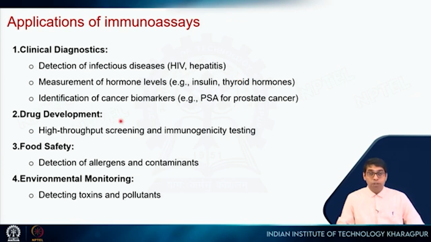Drug development: of course, these are very important for drug development and they are used in very basic research in different laboratories. They can be used for high throughput screening of different drug molecules, or for immunogenicity testing. In the food industry, they are also very useful. They can be used to detect allergens and contaminants that can be present in food that is mass produced. In environmental monitoring, they can be used for detecting toxins and pollutants.